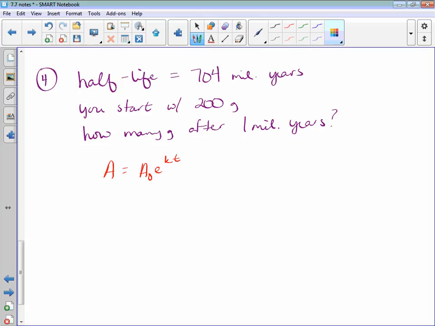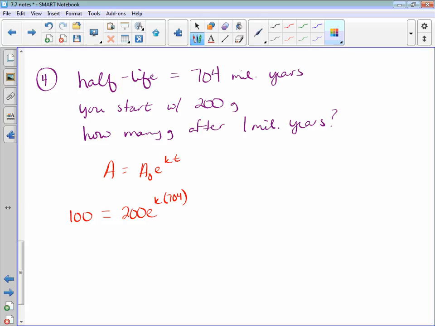Alright guys, so the first thing you have to do in any half-life, doubling, any problem like that is find the value of K. So if I start with 200 grams of this substance, and I don't know K, but let's look at it after 704 million years. How much is going to be left of my substance after that? 100 grams, right? Half of it? You with me there?